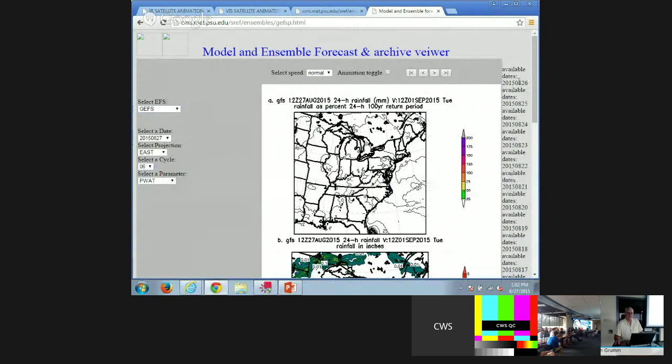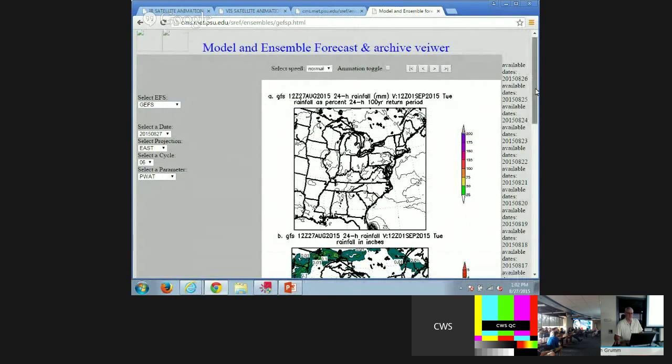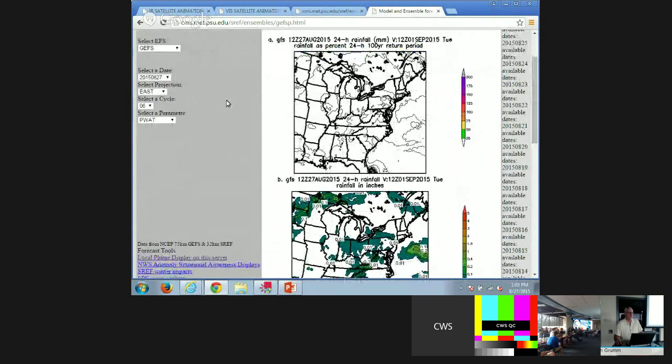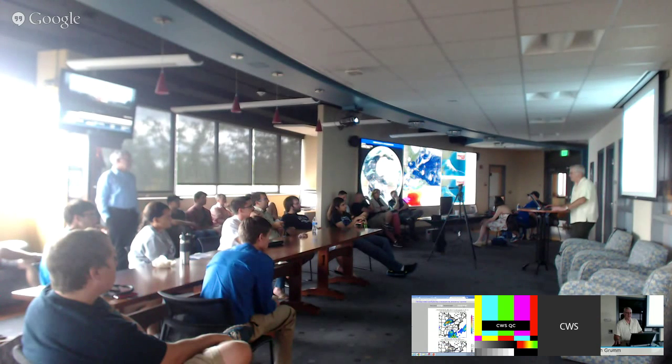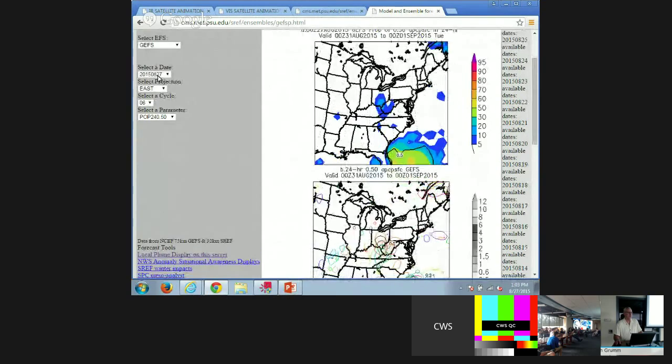Where did that load? Not loading anything. Do we lose the network? Okay. I have to click a button apparently. User error. The older I get, the more I do that. So here's a GEFS forecast. Let me try a different projection.